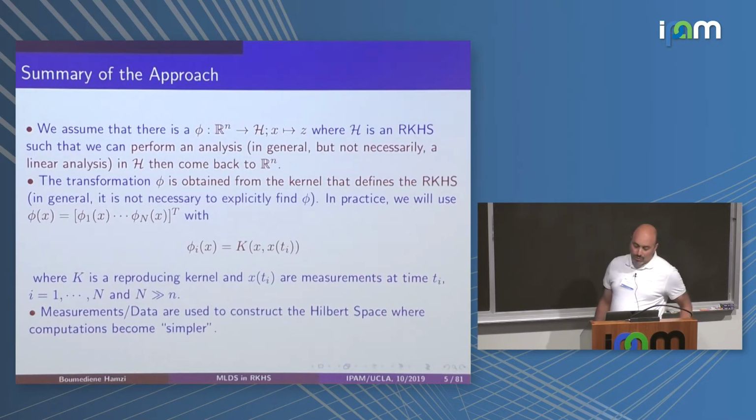So the summary of the approach is as follows. We assume that there is an embedding from R^n into H that maps the variable x into z.